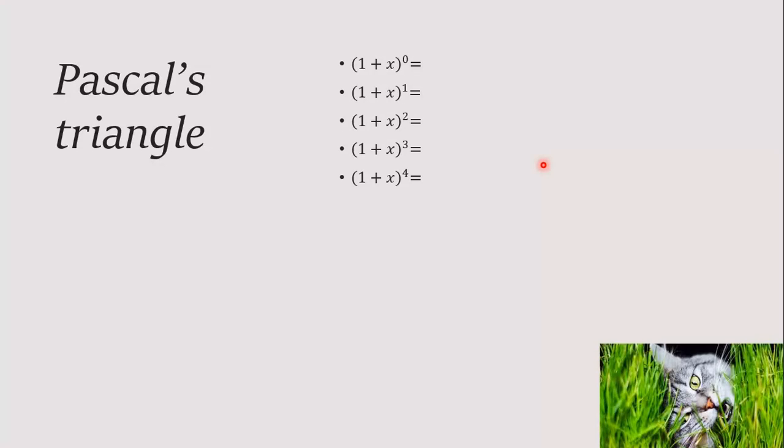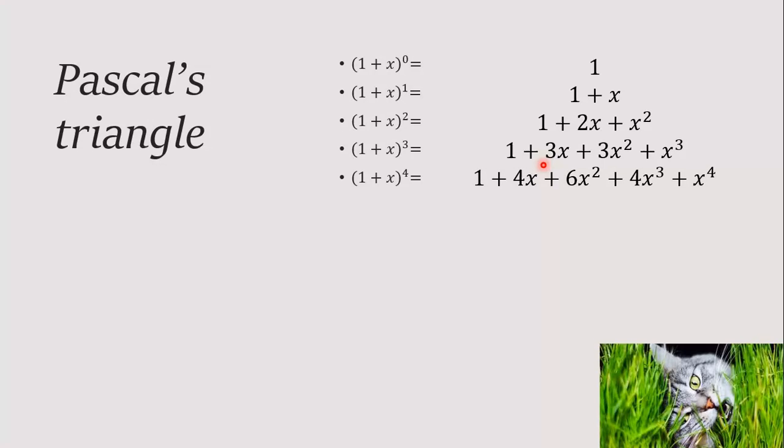So if we expand (1 + x)^0, well, anything to the power of 0 is 1. So we get this. (1 + x)^1, anything to the power of 1 is itself, so 1 + x. (1 + x)^2, we should be able to do this easily: 1 + 2x + x^2. (1 + x)^3, you might need a table for this, you might not: 1 + 3x + 3x^2 + x^3. (1 + x)^4, you probably need a table: 1 + 4x + 6x^2 + 4x^3 + x^4.